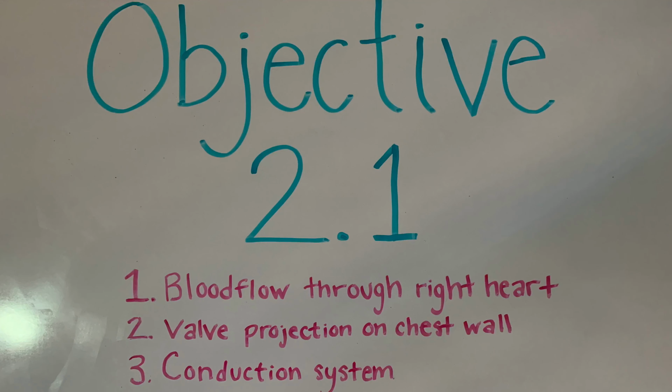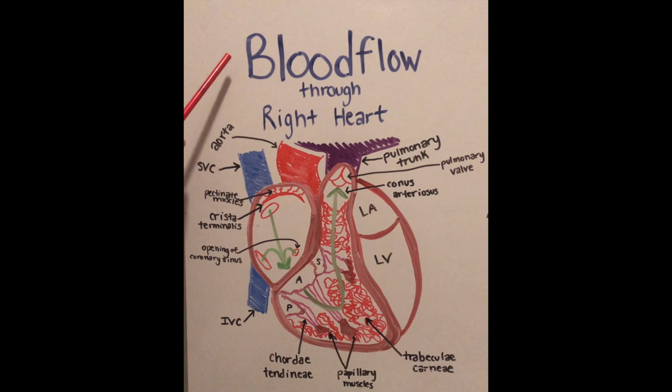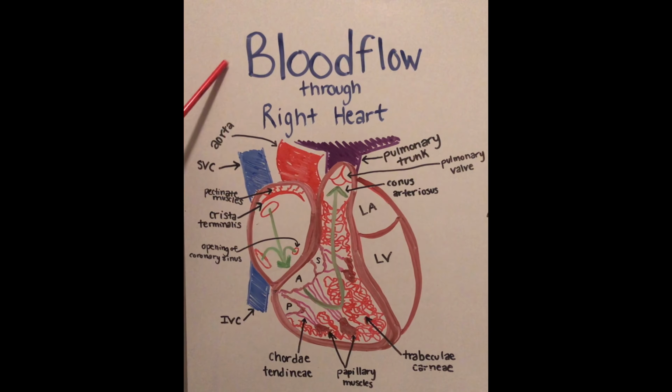Hello anatomists at large, I'm going to be reviewing Objective 2.1, which discusses blood flow through the right heart, valve projection onto the chest wall, and the conduction system. I'm going to start with blood flow through the right side of the heart.